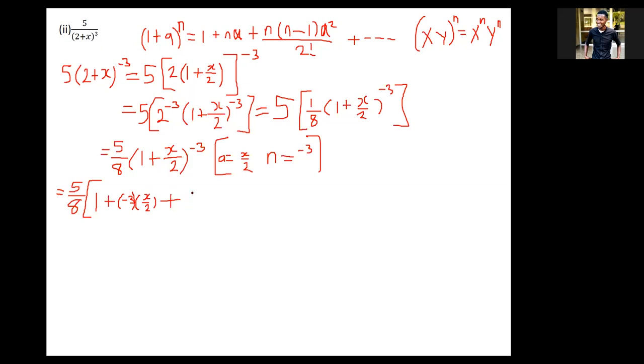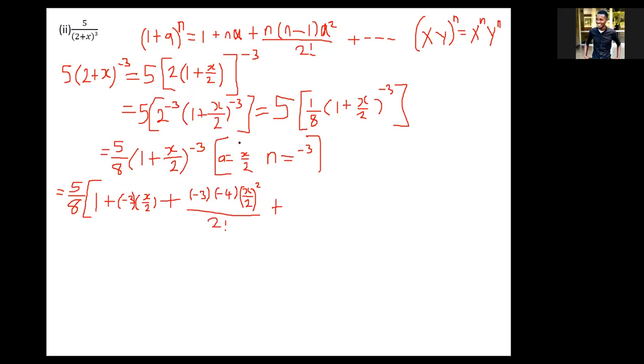The third term is saying you write your n, negative 3. And then n minus 1 is the same as negative 3 minus 1, which is negative 4. And then your a there is x over 2, and then everything raised to power 2. And then divide everything by 2 factorial. Then you add it in that way.